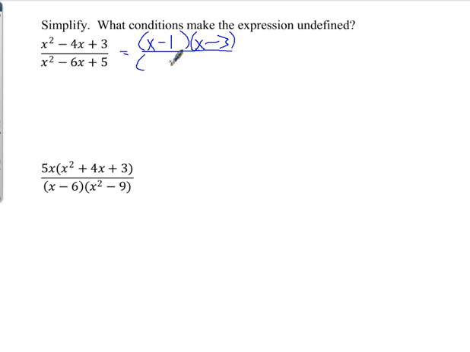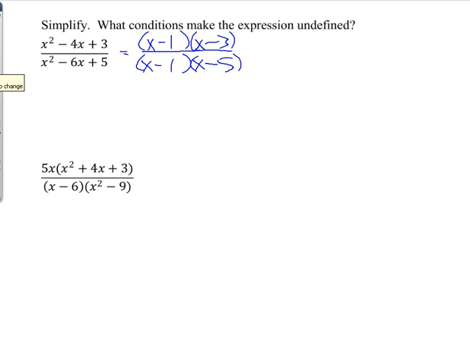It's a trinomial, so I can break this into two groups. We'll put x and x in there again. My signs have to be both negative. Two numbers that multiply to give me 5 and add to give me negative 6. Negative 5 and negative 1. Okay, now the thing's factored.